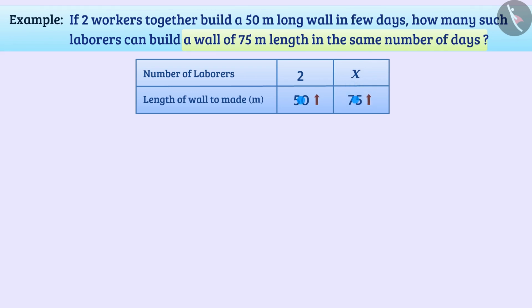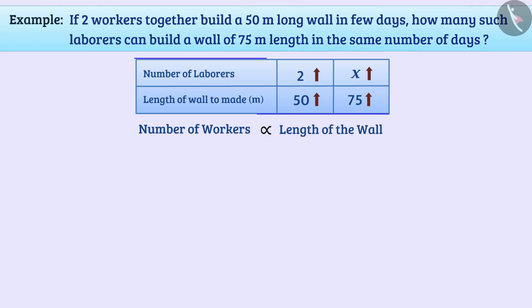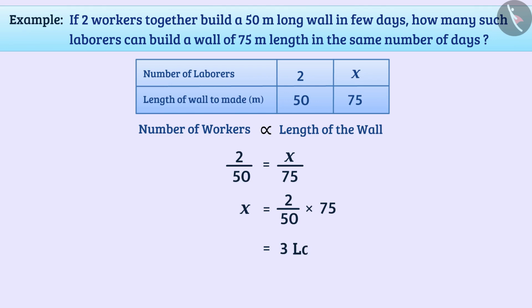Work will also increase in the same ratio as the number of laborers will increase. In this way, the number of workers and the length of the wall are in direct proportion. So, for the given situation, we can write 2 by 50 is equal to x by 75, means x is equal to 2 by 50 multiplied by 75, which is equal to 3 laborers. Therefore, it will take 3 laborers to build a 75 meter long wall.